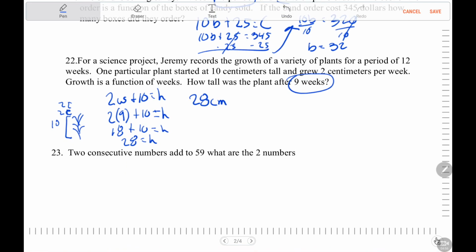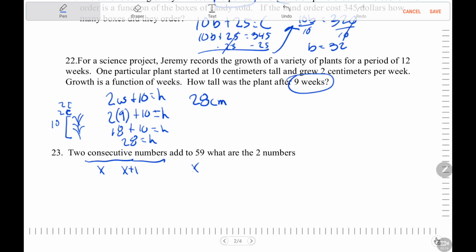23, be careful. Consecutive numbers, we haven't dealt with those as much, but remember, if you have a number, the way you get the next number is just to add 1 to it. For instance, if this is 3, 3 plus 1 would be 4. That's what a consecutive number is. So, 2 consecutive numbers add to 59. What are the two numbers?